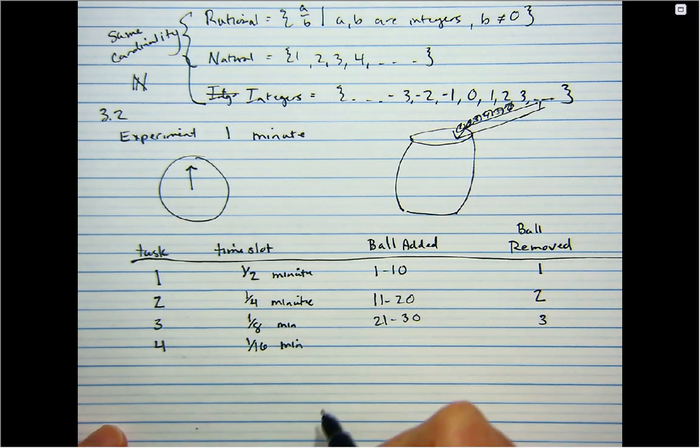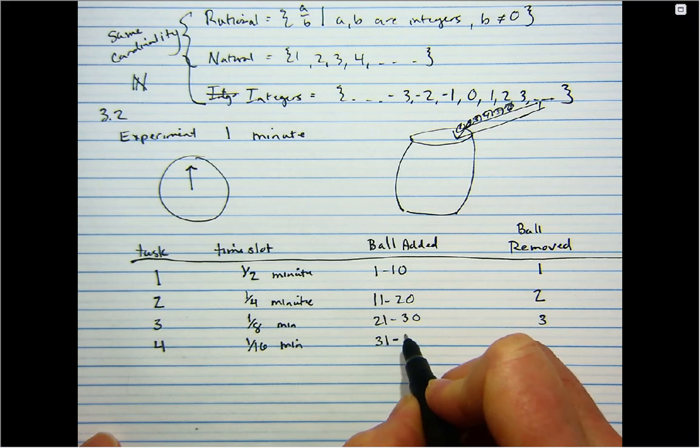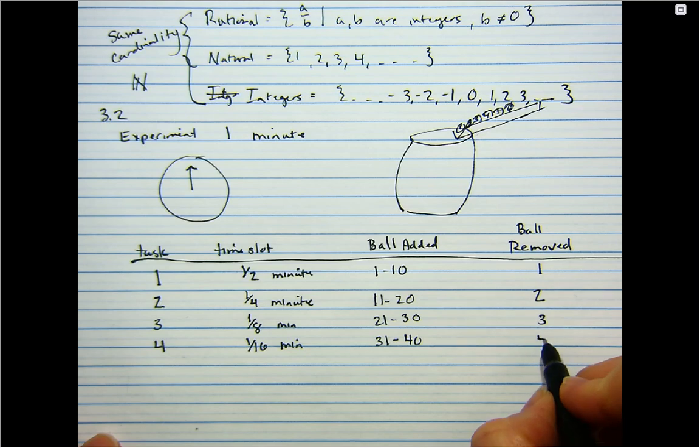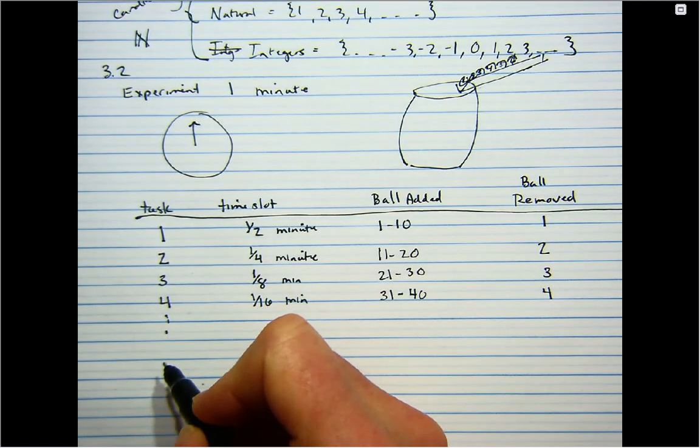So now you have 1/16 of a minute for the fourth task. In go balls 31 to 40. They're just rolling down that ramp. And you reach in, pick out ball number 4, and throw it out. So you're going faster and faster and faster.